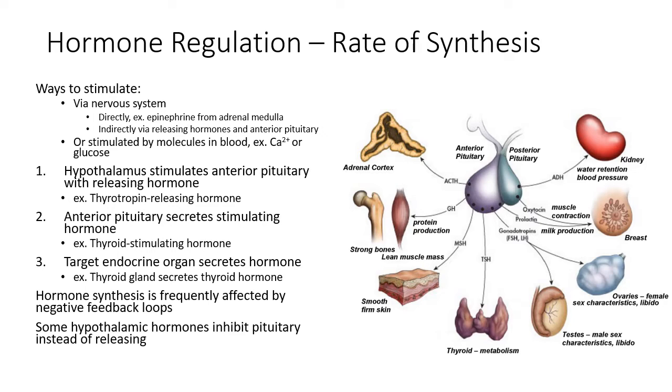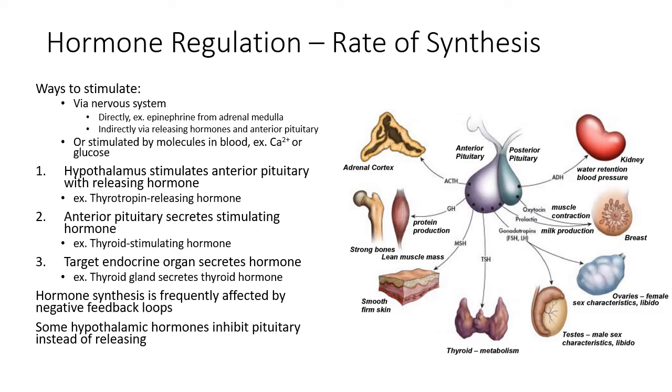So one way of causing hormones to be synthesized would be using the nervous system to directly stimulate endocrine cells to release hormone. An example of that is the release of hormone from the adrenal medulla, which is the inner part of the adrenal gland. So when we talked about the sympathetic nervous system, we talked about how you have axons of the sympathetic nervous system that travel to the adrenal medulla and cause those cells to release epinephrine into the blood as a hormone. That's direct stimulation of the endocrine organ by the nervous system to cause it to release hormones.